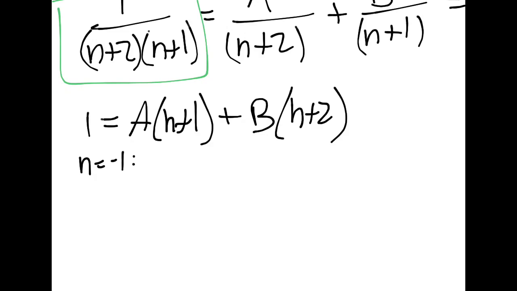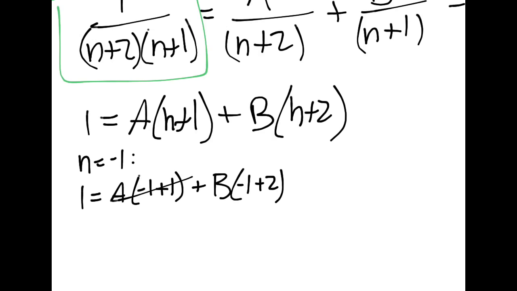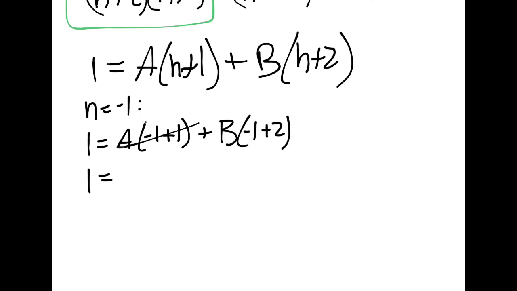If we let n equal negative 1, think about what happens. That term goes away, because negative 1 plus 1 is 0, so all we're left with is the B term. Rewriting with n equals negative 1 plugged in, A times negative 1 plus 1 is gone, so all I have is plus B times negative 1 plus 2. Negative 1 plus 2 is positive 1, so I have 1 equals B times positive 1. So 1 equals B, which is nice.